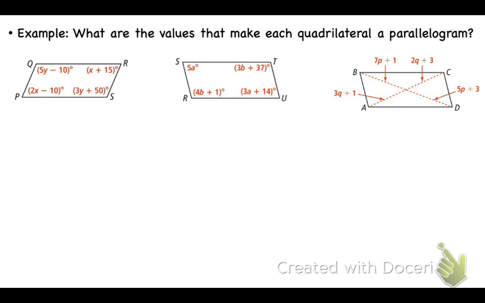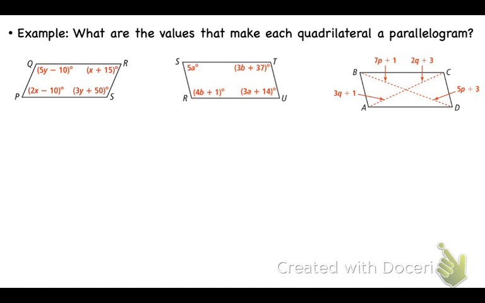So on the first one, PQRS, are we talking about sides or angles? Angles, because those are inside, right? So we need to think about, what do we know about angles of a parallelogram? Consecutive or adjacent angles equal 180, they're supplementary. Okay, what do I know about the opposite ones? They're congruent. Okay, so those are the two things I need to do.